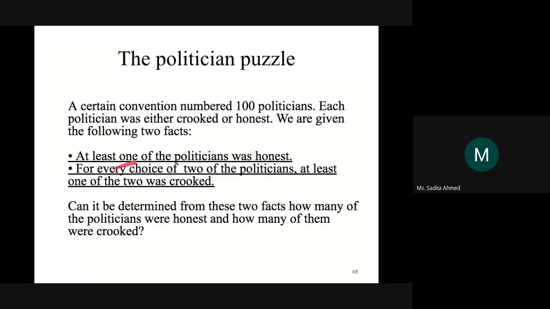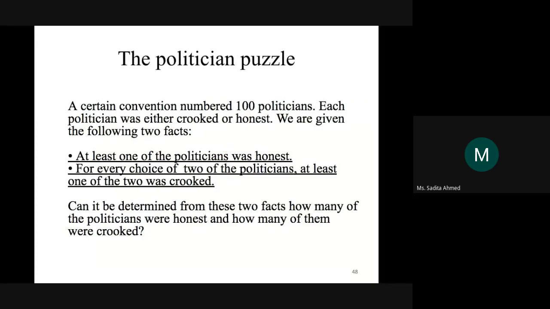And if you're getting confused by the first statement, it says that at least one of the 100 politicians is honest, not in the pair. At least one of the 100 politicians is honest. Then why are we thinking that only one is honest? There can be more than one. Yeah, there can be more than one, unless you combine these two statements. If you combine these two statements, it's not possible that there's more than one honest politician.